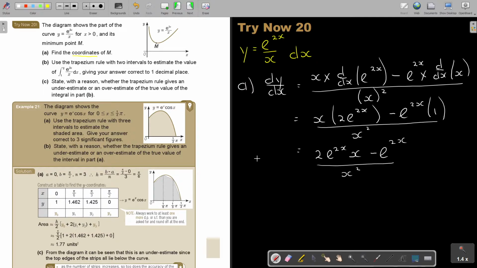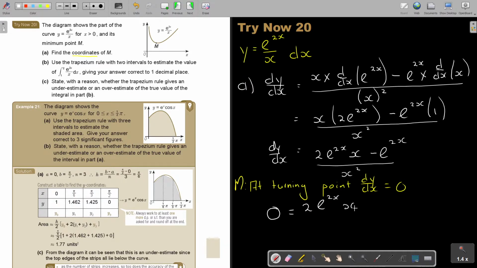Now, you are going to say, at the turning point, to find m, at the turning point, dy over dx is going to be equal to 0. Okay, then let's substitute that 0 in. So I substitute it in there because this is dy over dx. So if I put the 0 here, 2e^2x x minus e^2x.